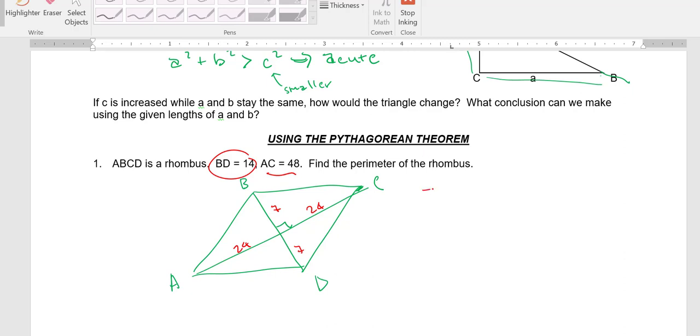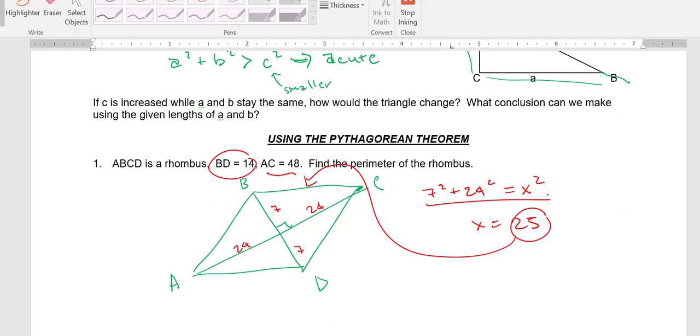So I can do 7 squared plus 24 squared equals x squared, and solving for x is going to be 25. Hopefully you'll recognize this later on. This is going to be a triple, and we'll be doing a shortcut for this to get 25. But for now, do it the long way. Use your calculators. You should get x is 25.